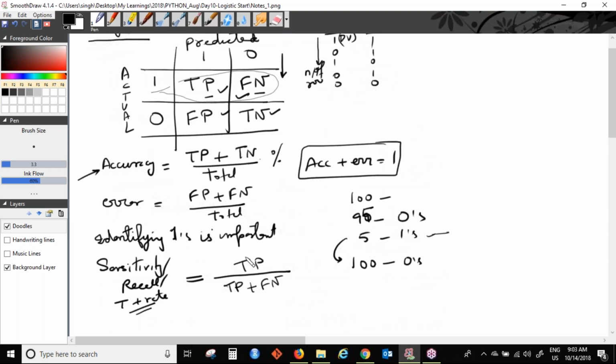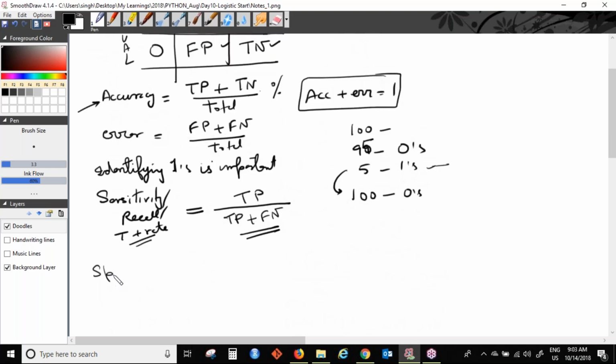This gives importance only to identifying actual ones. See, accuracy has both true positive and true negative, but here I have given just true positive. So it measures only, out of all actual ones, the denominator is all the actual ones, how many ones it has identified correctly, whatever is in this box. That is what sensitivity, recall, or true positive rate measures.